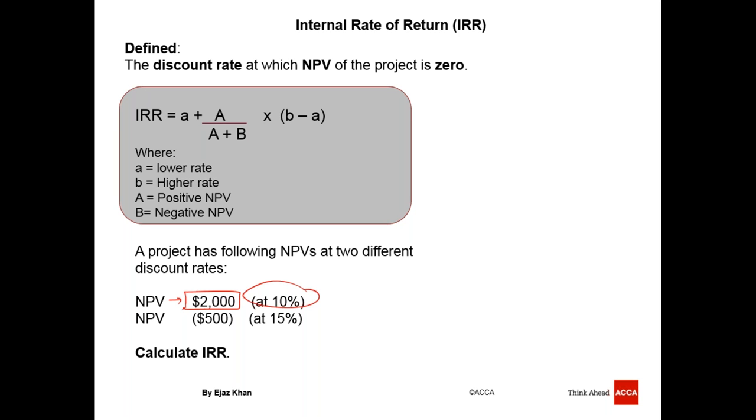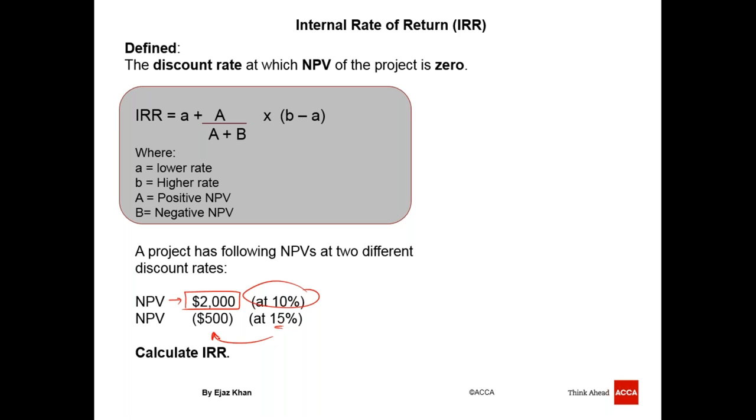So what does this tell us? This tells us that we are earning more than 10%, so we should accept this project, right? If we require a 10% rate of return, then it's a very good project because it is giving us more than 10%, right? But if the same project is discounted using 15% discount rate, it gives us a negative NPV of 500, which means that we should not accept this project if we require a 15% return from the project, because at 15% discount rate, it is giving us a negative NPV.